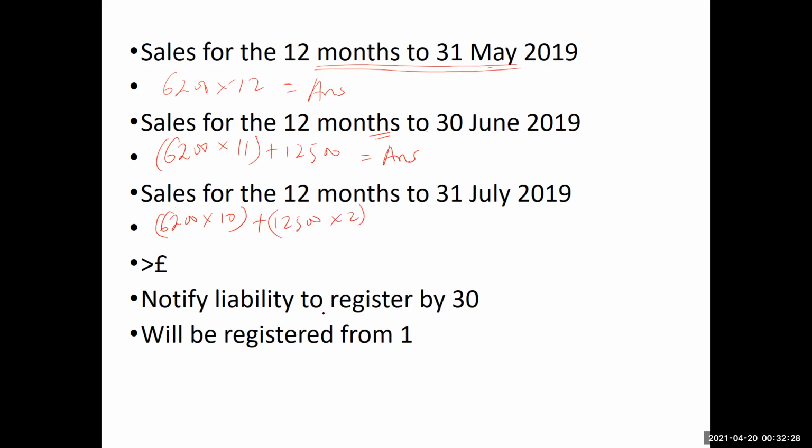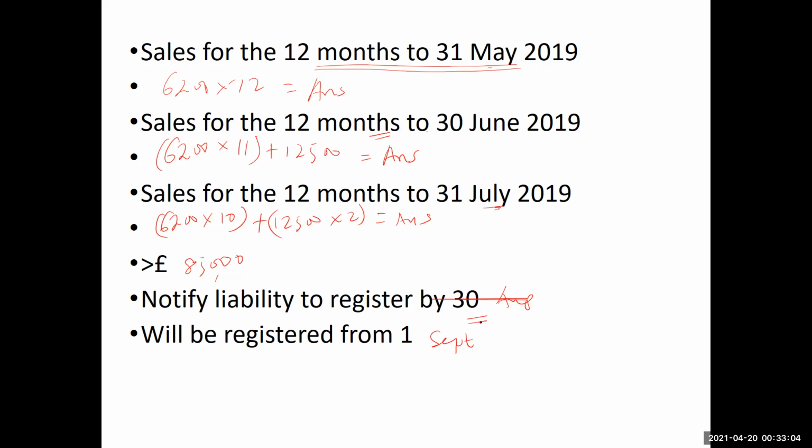And then we consider all of this. If it exceeds, all things being equal, 85,000, we have to notify HMRC that we are liable for VAT registration by the 30th of which month? If 31st July is when we qualify, it means by 30th August we should notify. And then we should make sure that by 1st of when? September, we would have registered.